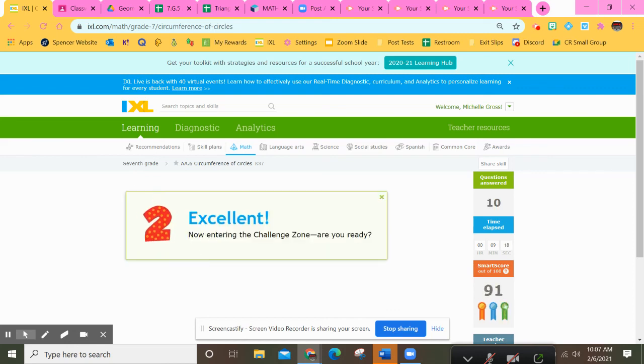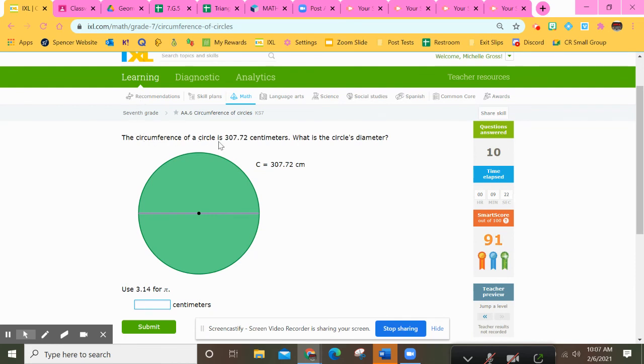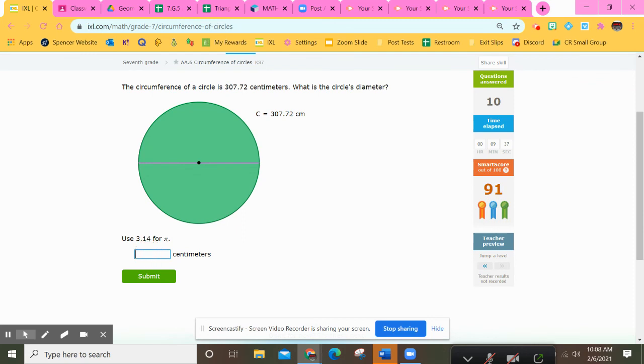All right. Let's do one challenge one. Let's see what it is. Okay. Circumference is 307.72. What's its diameter? You're going to do it the exact same way. 307.72. We're going to divide that by 3.14. And the diameter is 98. And it's asking for the diameter, so we're going to put in 98.